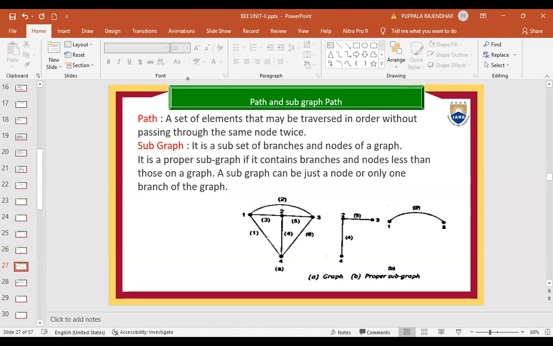What is a path? A set of elements that may be traversed in order without passing through the same node twice. Is this a path? Here the node is connected in the middle of this path. Now we have taken this path, and this node is incident only once, right? Without passing through the same node twice.